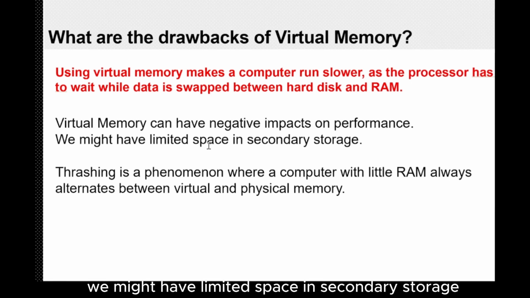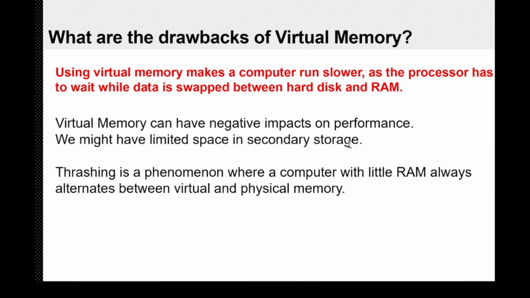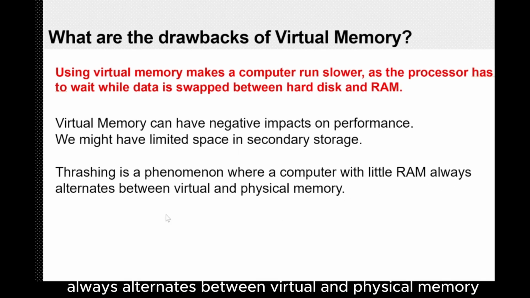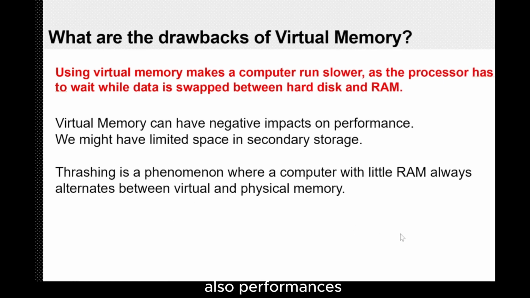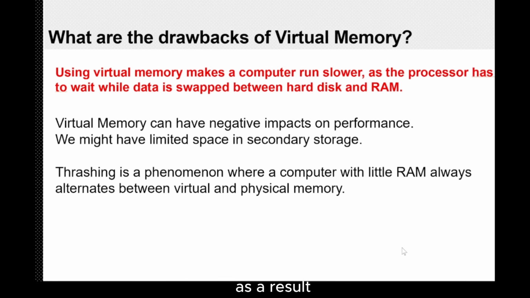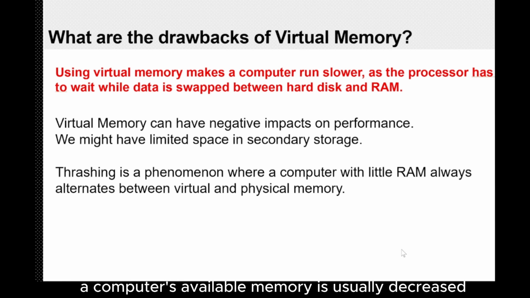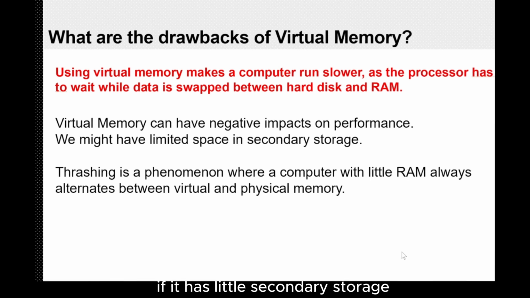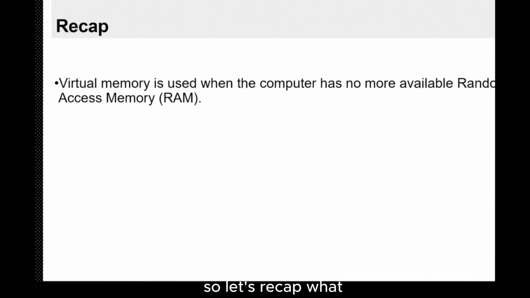Virtual memory can have negative impacts on performance. We might have limited space in secondary storage. Crashing is a phenomenon where a computer with little RAM always alternates between virtual and physical memory. Also, performance lag may result from the computer becoming slower. A computer's available memory is usually decreased if it has little secondary storage. So, let's recap. Virtual memory is used when the computer has no more RAM available.